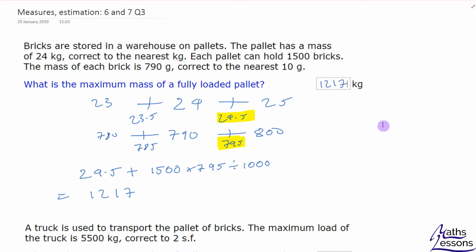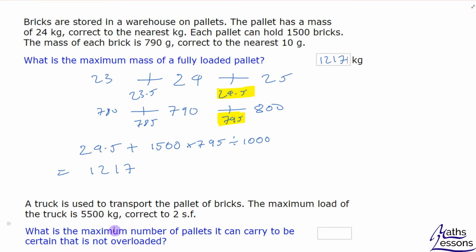kilograms. Now the next bit of the question: what is the maximum number of pallets this lorry can carry to be certain it's not overloaded? That shouldn't take too long. I'll just give you 60 seconds to do that part.